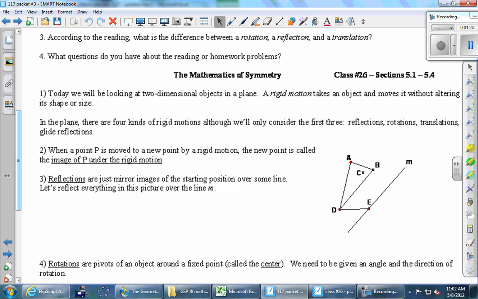Yes, if you break it, then it is no longer a rigid motion. But for example, if you were to take a circle and make it bigger, is that keeping its same size? No. So making a circle bigger is not a rigid motion. We're only going to be talking about rigid motions today.